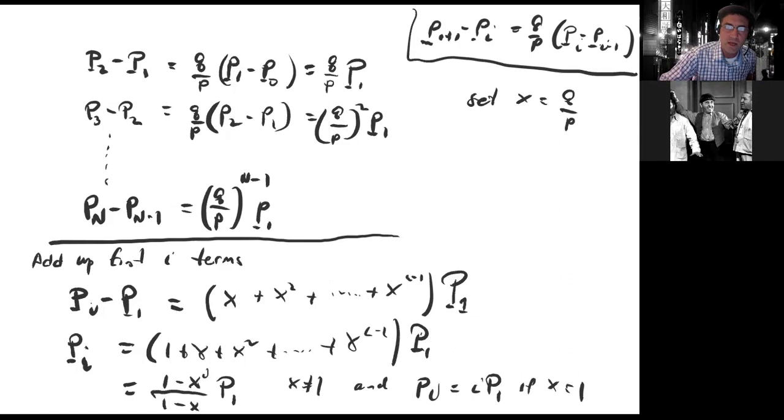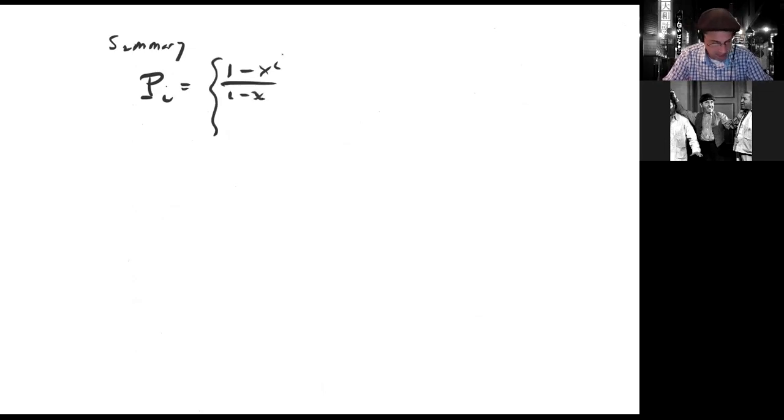So let me rewrite what I just wrote in a different way so that it's clearer. So what am I saying? I'm saying, summary so far, p sub i is equal to 1 minus x to the i over 1 minus x times p1 if x is not equal to 1, and if x equals 1, it's equal to i times p1.